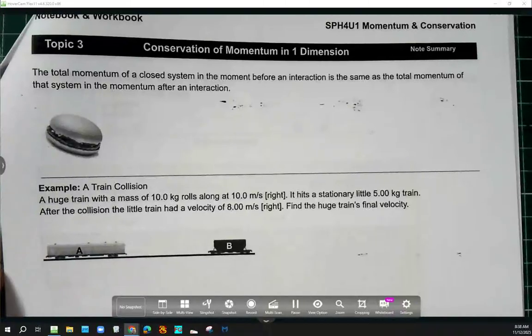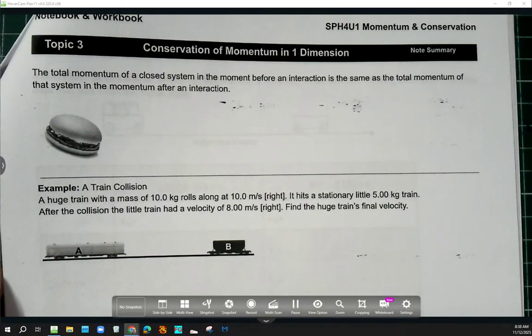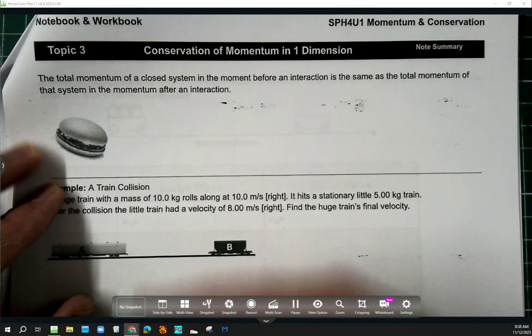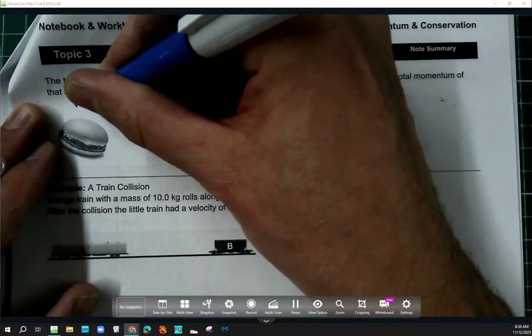This isn't just any hamburger. This is a hamburger with an explosive capacity. And we all know that there's chemical potential energy in food, but this one is an exploding hamburger. And if it's just sitting there, I know that it has a velocity of 0 meters per second.